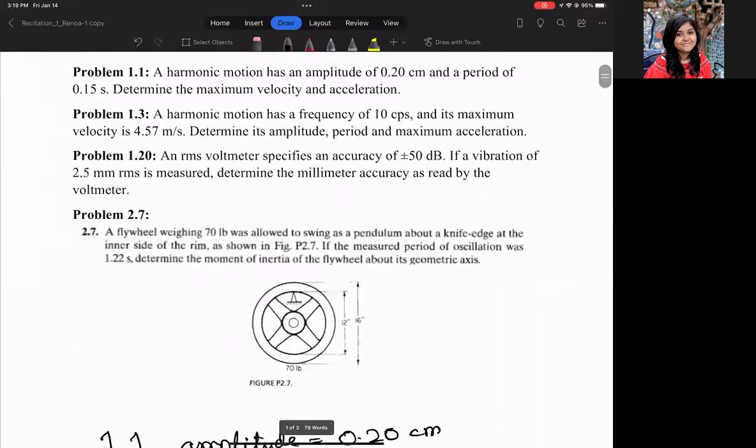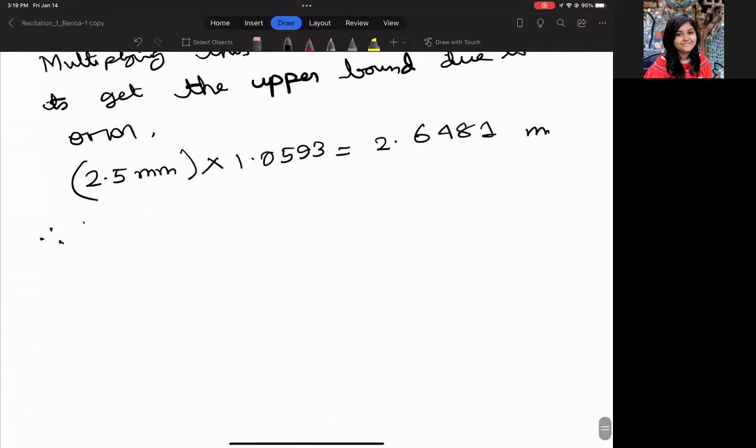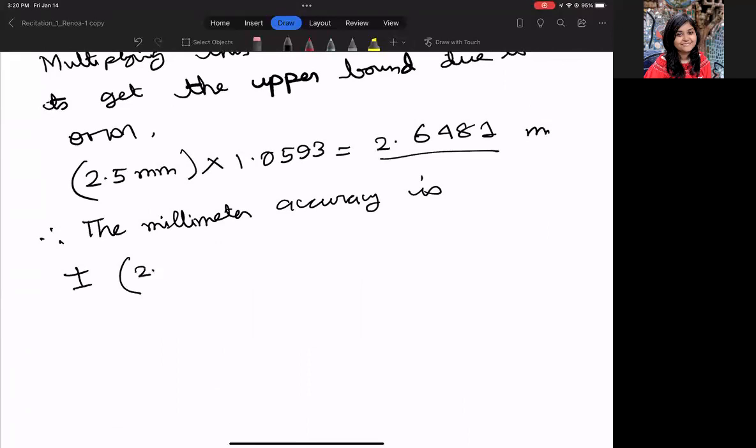So the millimeter accuracy read by the voltmeter would be plus minus this value, 2.6481, which is the upper bound of the error, minus the reading 2.5 millimeter. So the accuracy is plus minus 0.148 millimeter.